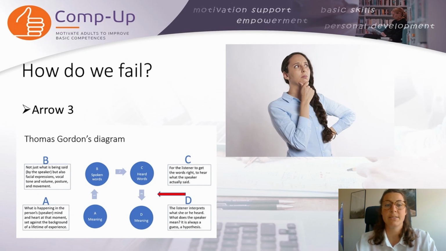The third place the communication can go wrong is if the listener interprets what he or she heard differently from what the speaker actually meant. The listener always tries to decode what the speaker meant, and this is an abundant source of misunderstanding. The listener filters the words he or she heard through an inner dictionary of possible meanings that has been built up from previous experiences. By this time, circle D can be very different from circle A, but the listener might respond as though circle D is circle A.